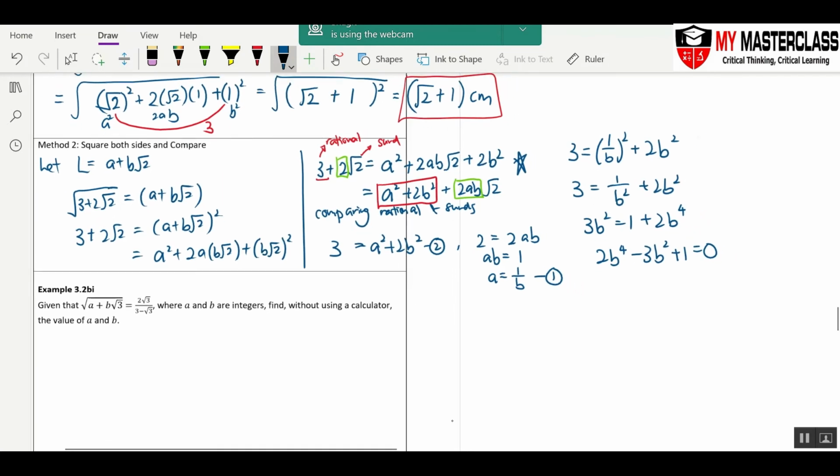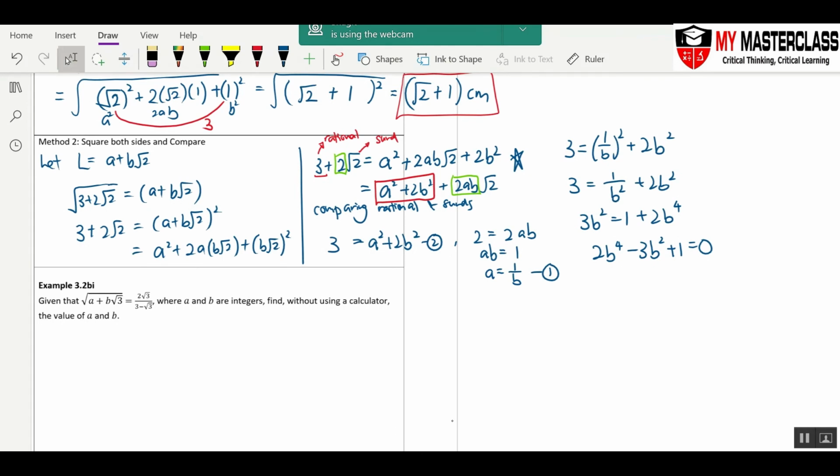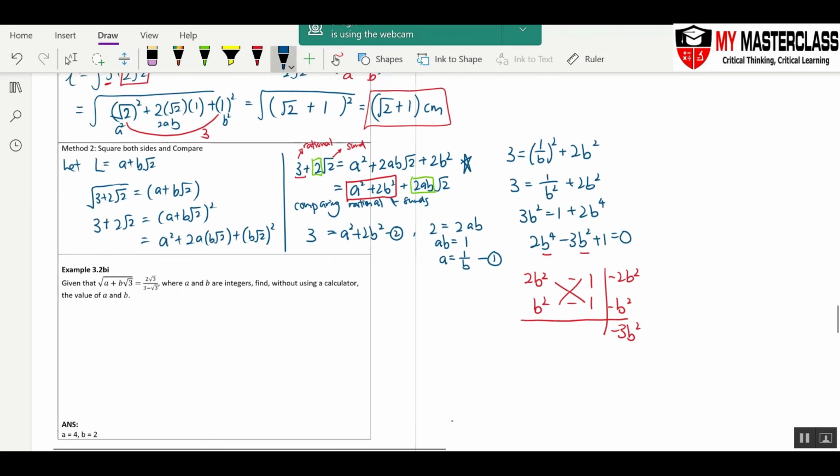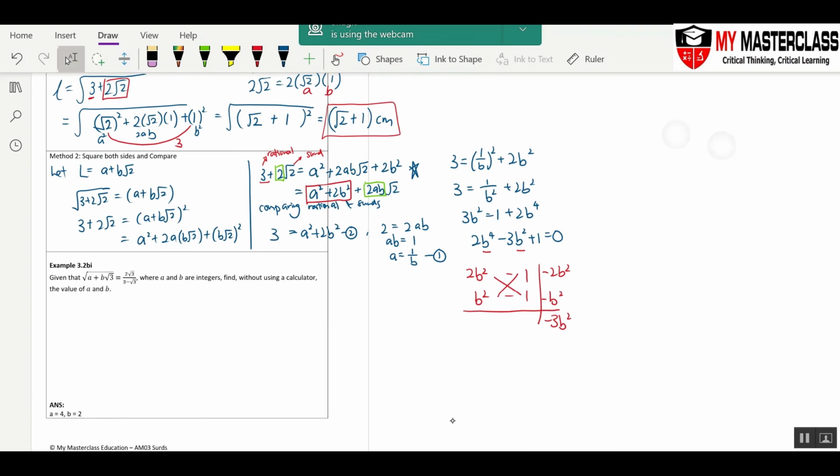Okay, now it may look very complicated to do b to the power of 4, but because you see this is b to the power of 4 and there's only b squared, what can you do? We can do a cross factorization. So I will have 2b squared and b squared over here, 1 and 1, and this will be b squared, this will be 2b squared, with the middle term negative 3b squared. Okay, that would mean that I have (b squared minus 1)(2b squared minus 1) equals 0.